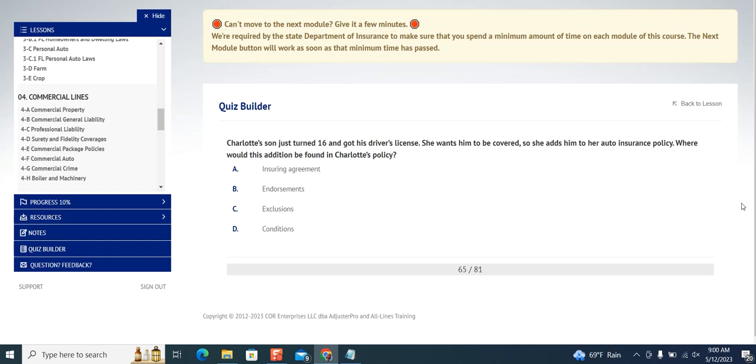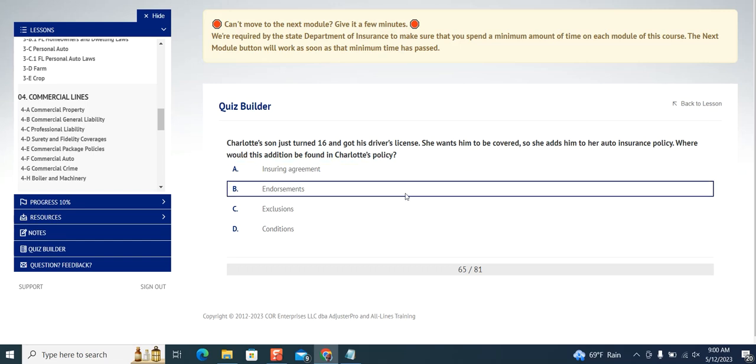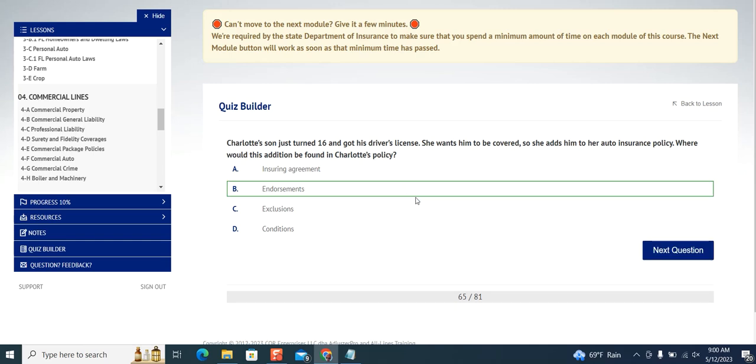Charlotte's son just turned 16 and got his driver license. She wants him to be covered, so she adds him to her auto insurance policy. Where would this addition be found? Okay, that's going to be an endorsement. I do that all the time. I be taking trucks off, putting them back on, taking them on, putting them in. Yeah, that's going to be an endorsement right there.